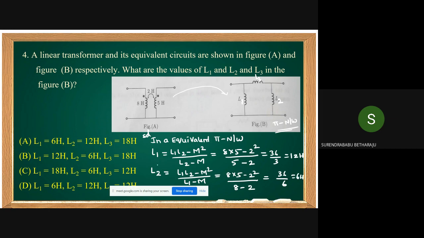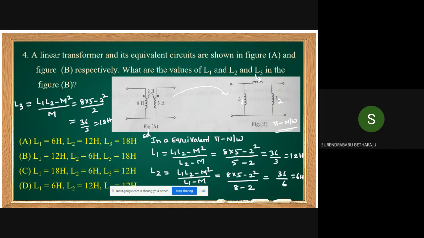Then what is L3? I'm writing the formula for L3. All these formulas are already given in the previous session. That is (L1 L2 minus M square) by M. That is 8 into 5 minus 2 square by 2. That is 40 minus 4, 36 by 2. 36 by 2 is how much? 18. Then what is your answer? 12, 6, 18.